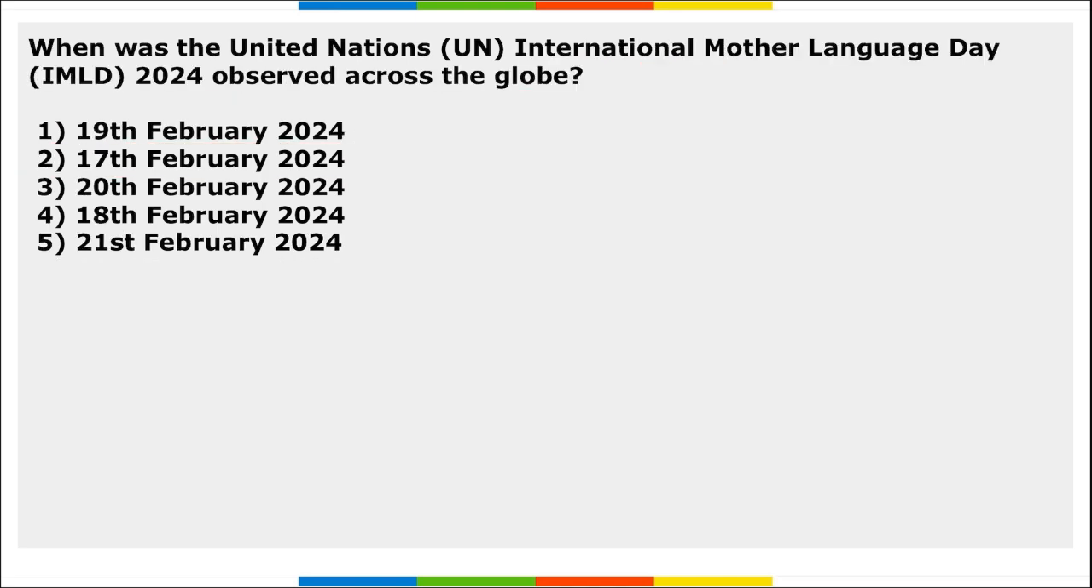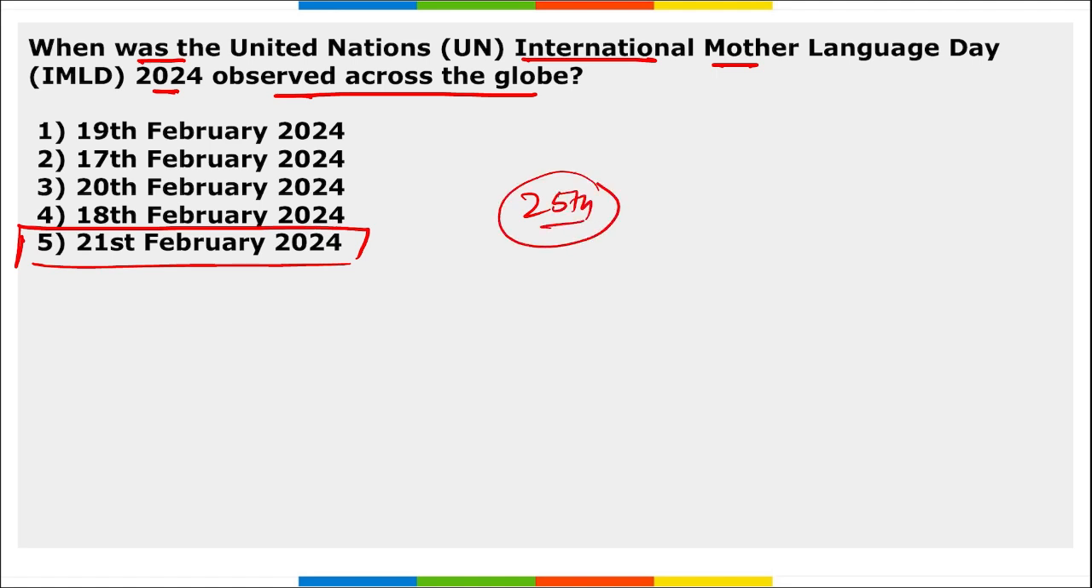Right? Next is when was the UN International Mother Language Day observed across the globe? So UN International Mother Language Day was observed across the globe on 21st of Feb. Correct? Take a note of this. And this year in 2024, it was the 25th observance of this International Mother Language Day.